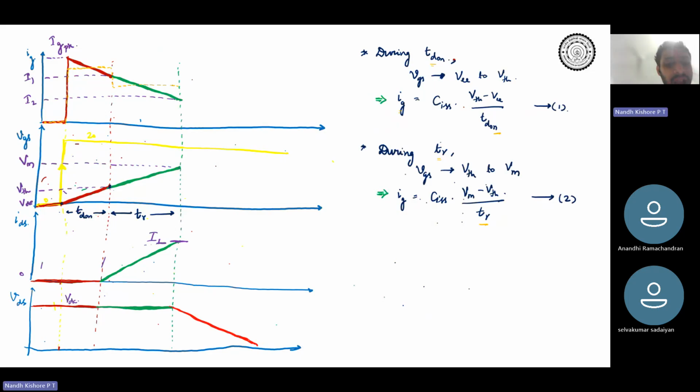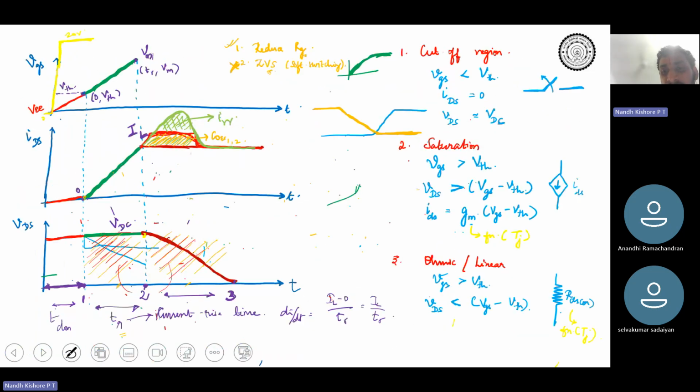As VDS falls, there will come a moment that VDS has fallen to a very low value that the device goes from saturation to ohmic region. Do you understand? VDS will keep on falling. At some point, VDS will fall to a very low value that it becomes less than VGS minus V threshold. That is when the device transitions from saturation to linear region or ohmic region.